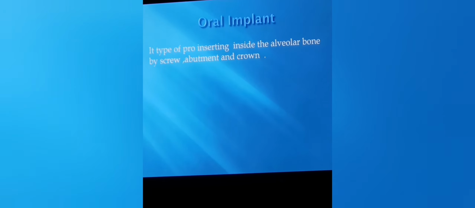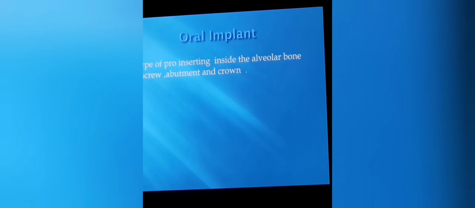On the other hand, we can talk here about the oral implant. What is meant by the oral implant? An oral implant is a type of prosthesis inserted inside the alveolar bone by a screw, with an abutment and a crown, replacing the missing teeth.